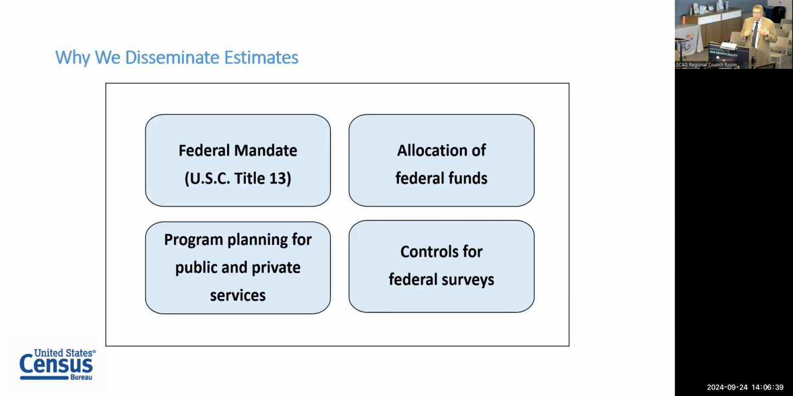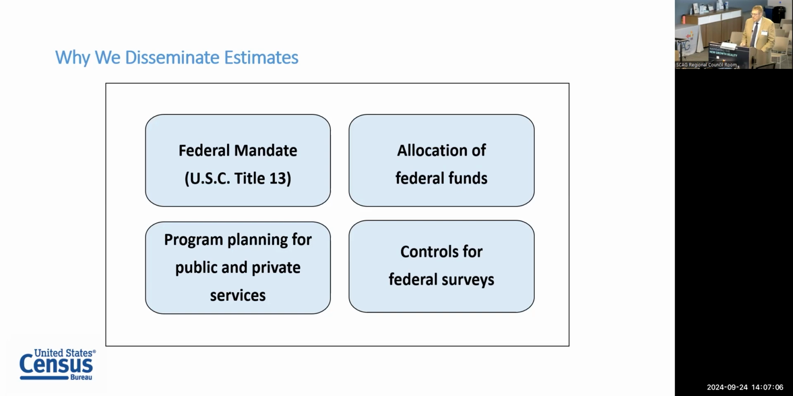Okay, so why do we disseminate estimates? So it's a federal mandate, one, under Title 13. Another big reason why we make estimates is for allocating federal funds. There are trillions of dollars of federal funds that get allocated over the decade based on population. You're going to give more funding to California than you are to Wyoming, right? Population. Planning for public and private services.